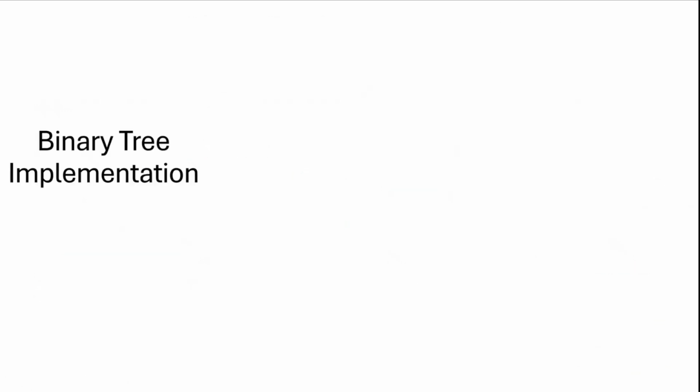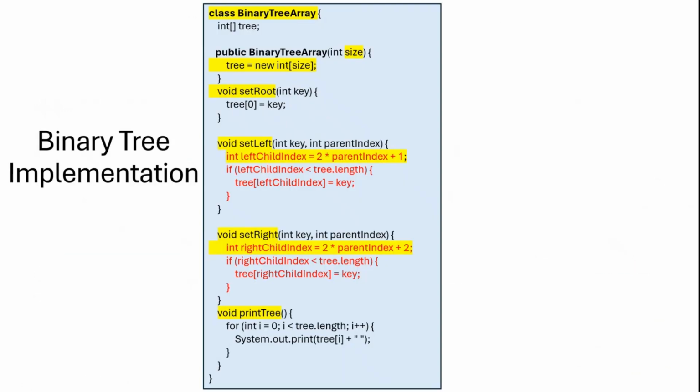Let's understand the implementation of the binary tree using the array. Here is a simple class where the tree is declared as an integer array with some fixed size, and then it has a function to set the root at the 0th index. It also has setLeft, which computes the left child index using the 2 * parent index + 1 formula, and then assigns the new value to the left child index. Similarly, setRight computes the right child index and then assigns the new value to that right child index for this parent index.